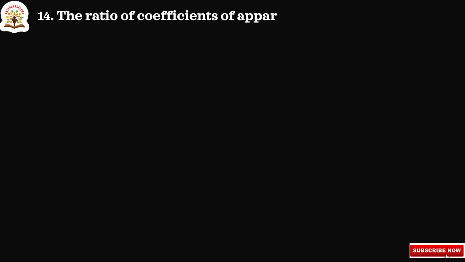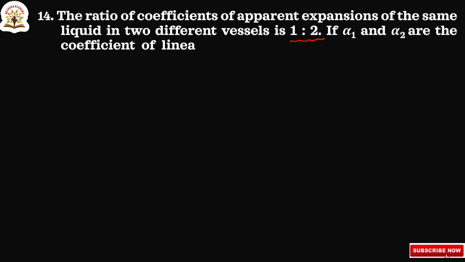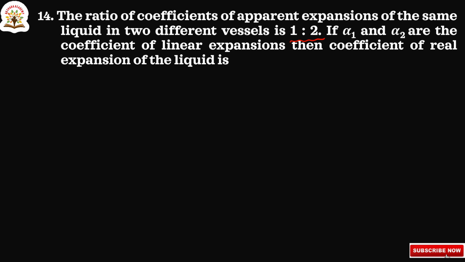The ratio of coefficients of apparent expansion of the same liquid in two different vessels is 1 is to 2. If alpha 1 and alpha 2 are the coefficients of linear expansion, then find the coefficient of real expansion of the liquid. Here they given the ratio of coefficients of apparent expansion as 1 is to 2, and alpha 1 and alpha 2 are the coefficients of linear expansion. We have to find out the coefficient of real expansion of the liquid. Let us go to the solution.